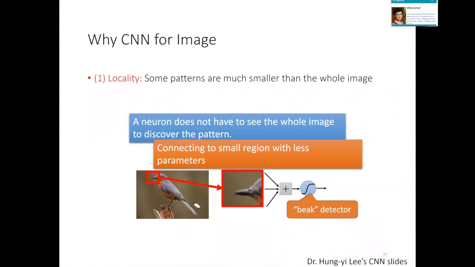This type of window detector only needs to connect to the smaller regions with fewer parameters because it's much smaller, right? It's not the whole image as input. It's only just one tiny part.